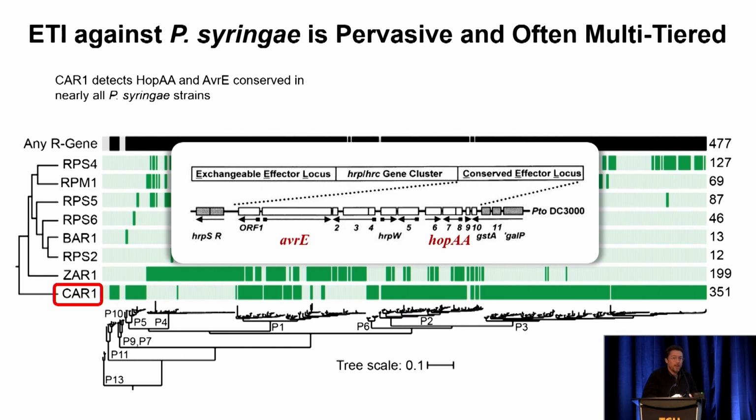CAR1 at the bottom basically recognizes a group of conserved effectors, right? So like those extracellular receptors that recognize conserved body parts, this resistance protein recognizes conserved effectors. That way it can recognize many different strains.